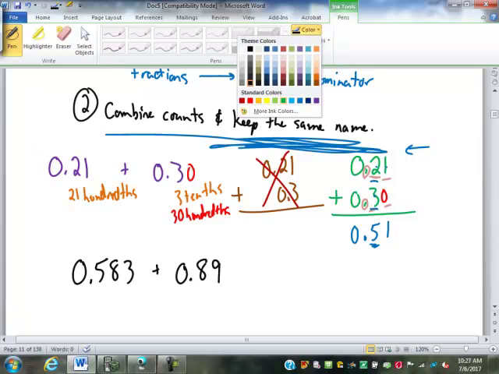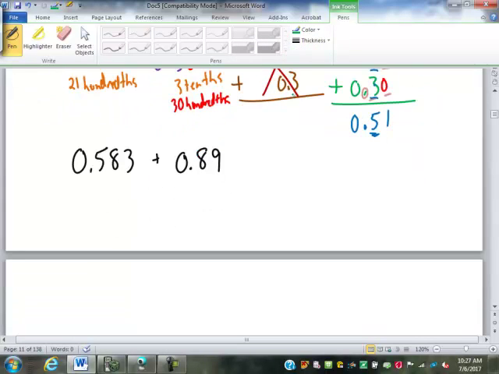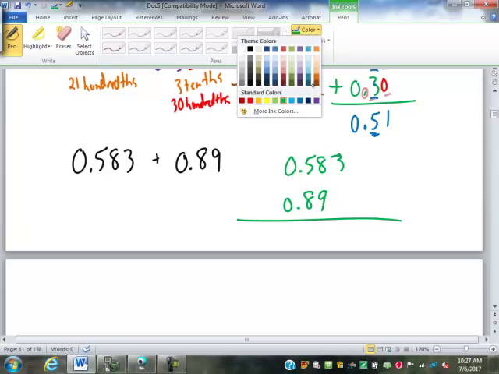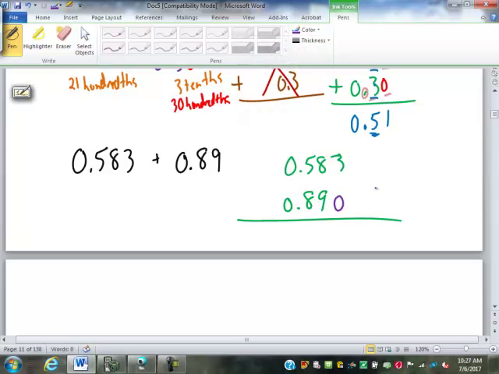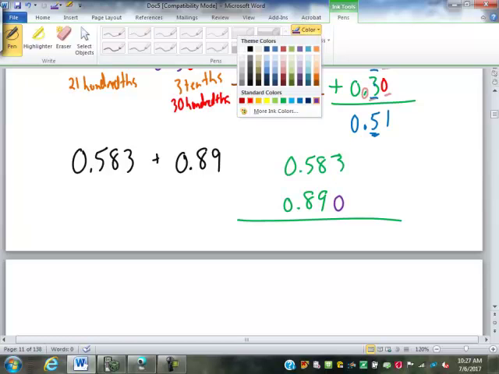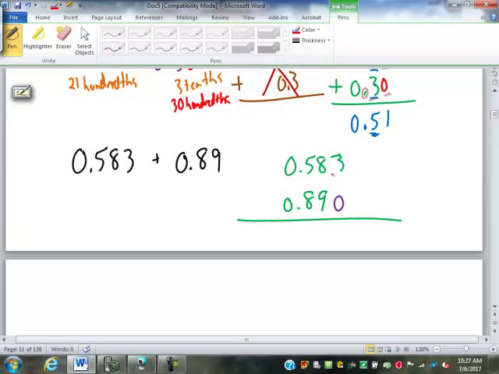So in a problem like this one here, 0.583 plus 0.89, again, we do have to line up the decimal point. And technically, we should fill in any of those missing decimal places over here so that they're all lined up. And we are adding. So 3 plus 0 is 3. 8 plus 9 is 17. So we keep the 7 and carry the 1.